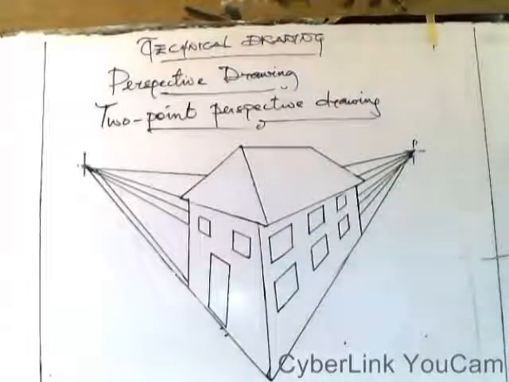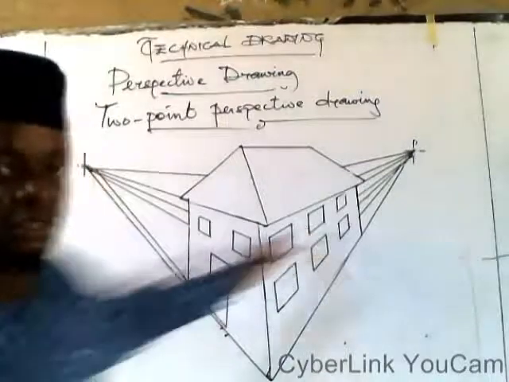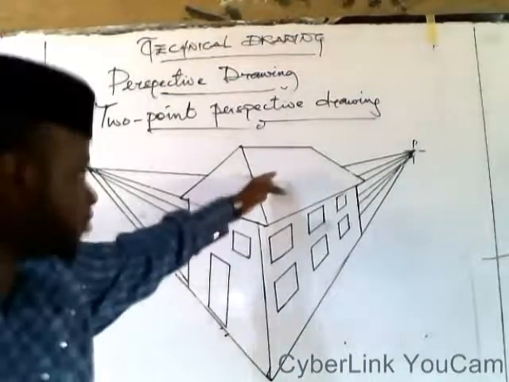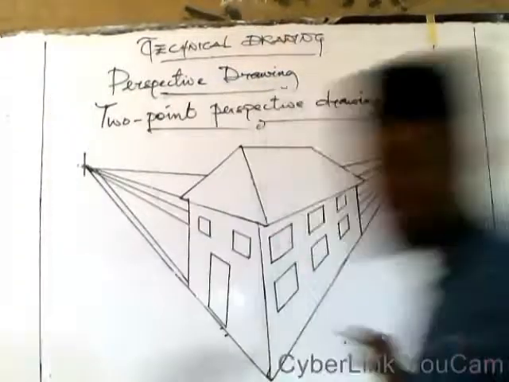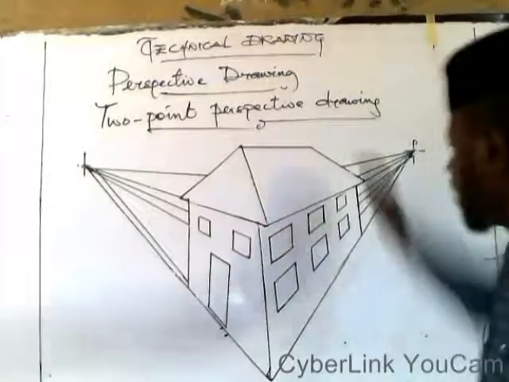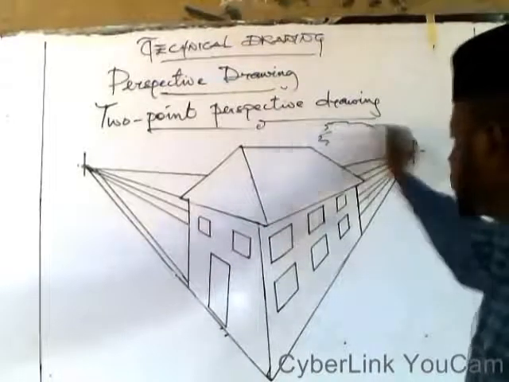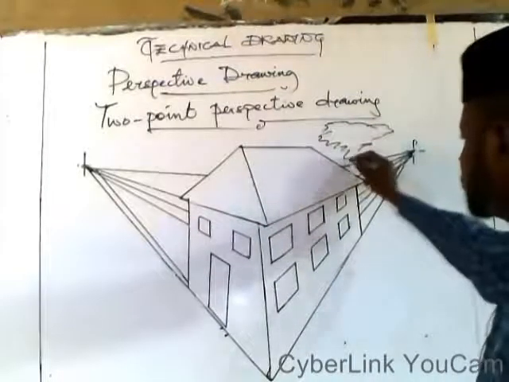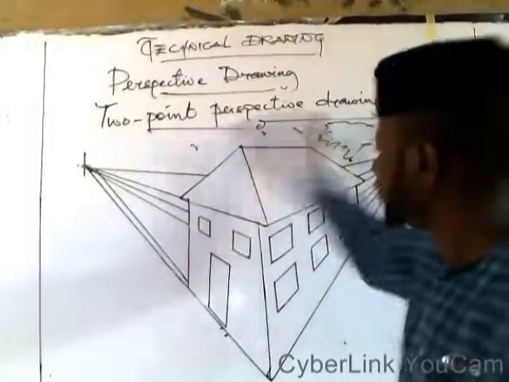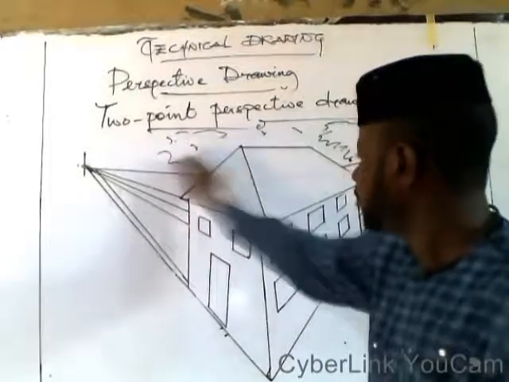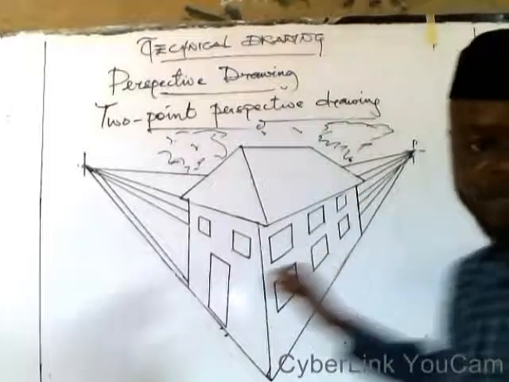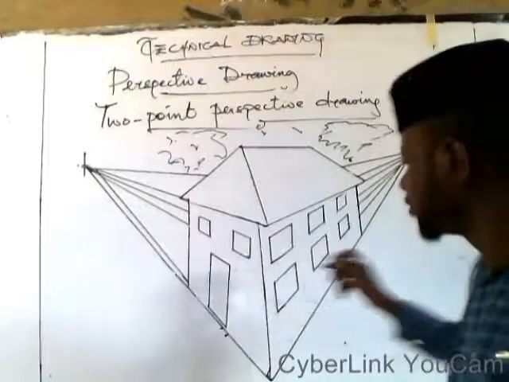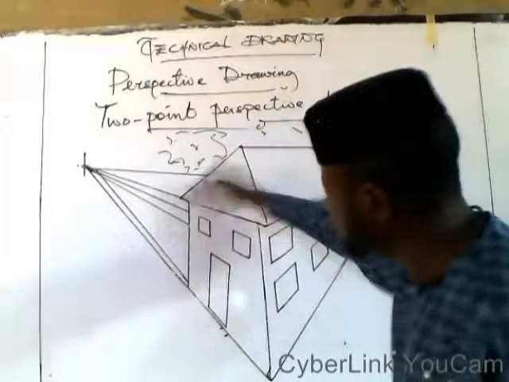That is the essence of two-point perspective. It shows this side, it shows this side. If you are artistic enough, you can put animation as well. Like I said in our previous class, you can add line breaks and so on and so forth. This one is not a freehand sketch. Don't forget that we are using our ruler to project all those lines from our vanishing point.